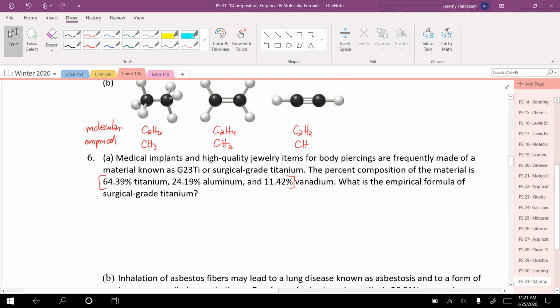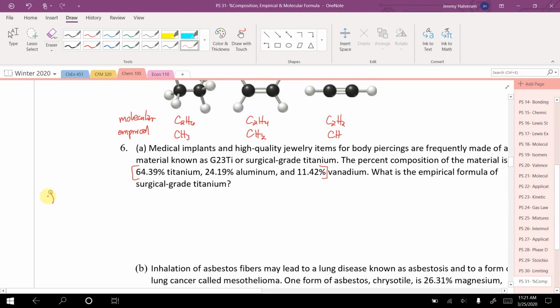So this is kind of a systematic process. I'm going to write down the steps. So first, we're going to assume 100 grams. Then we're going to convert grams to moles. Then we're going to divide everything by the smallest number. And then we're going to multiply everything to get whole numbers.